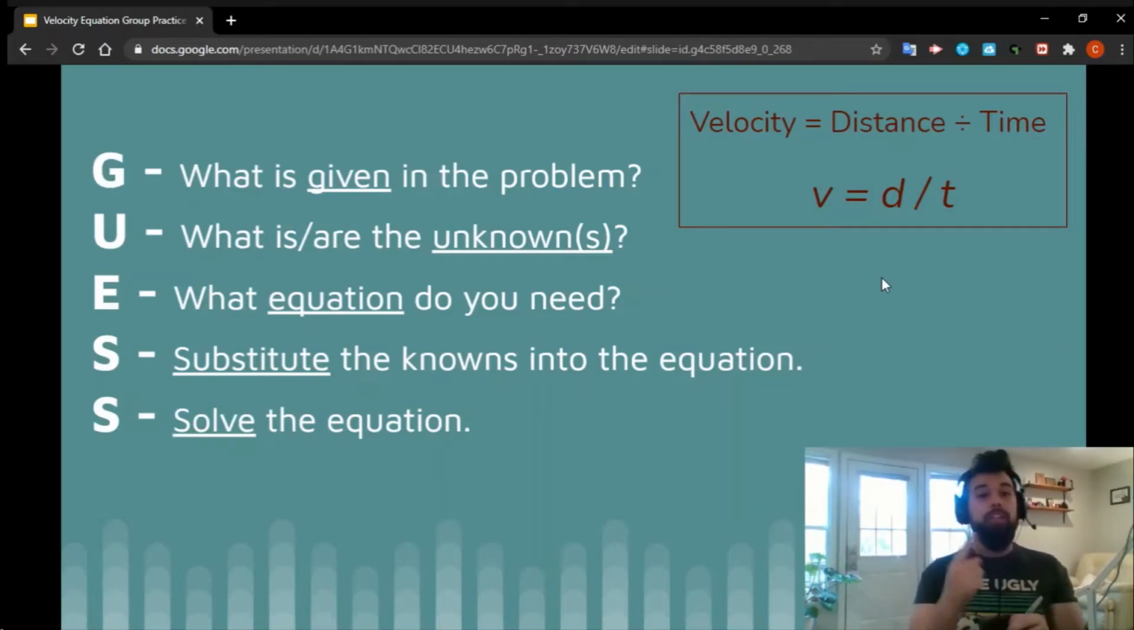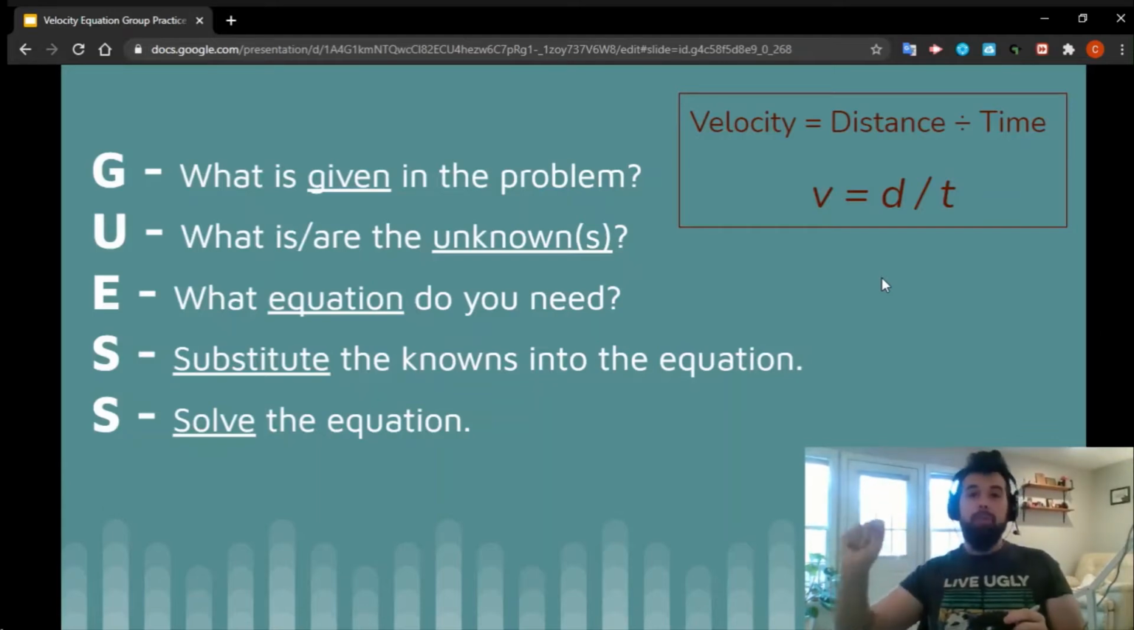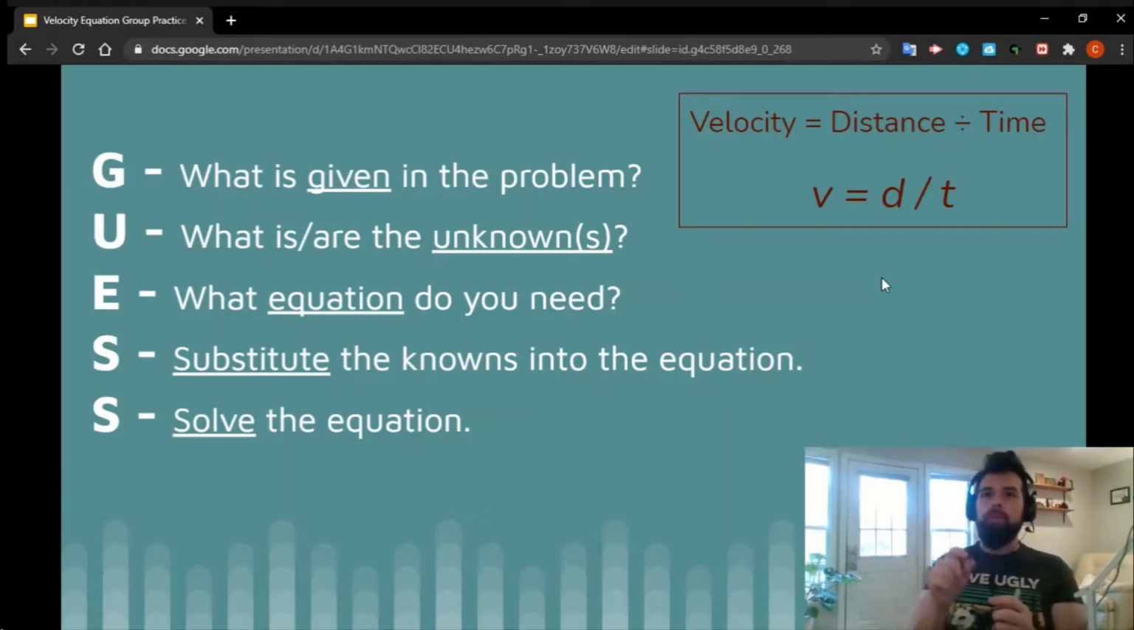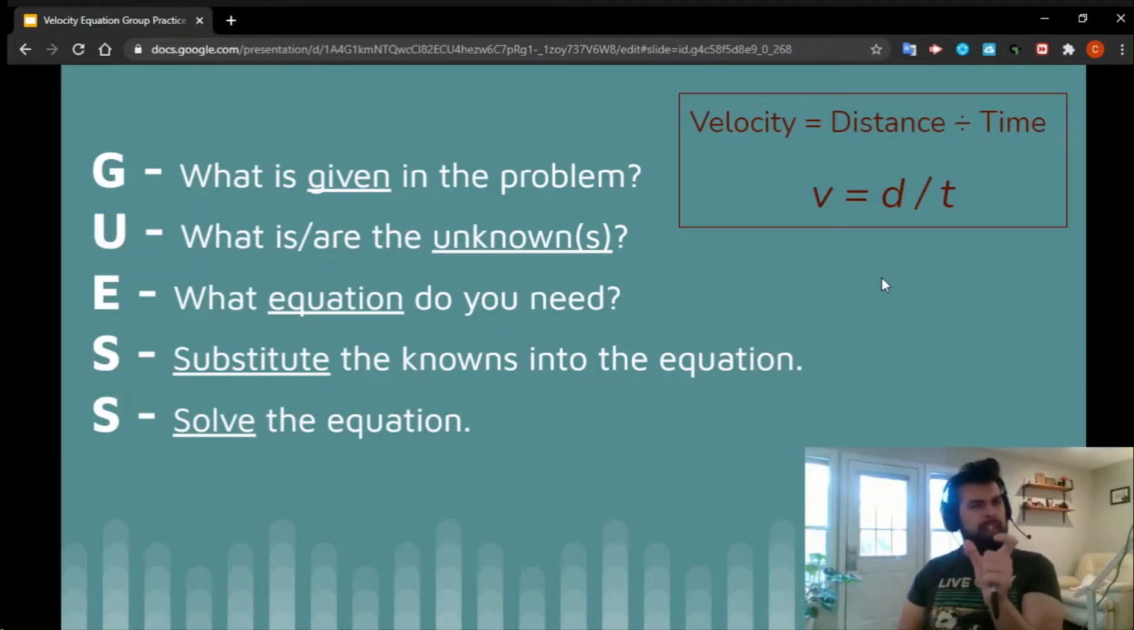The next letter is U, and it stands for unknowns. This is just reminding us to look for what it is we actually need to find. This is usually denoted by some kind of question right at the end. What was his speed when he finished the race? How long did it take for him to drive to his house? Things like that. And once you have that one sentence, you can ask yourself, what is this really asking me to look for? And once we have that, we know what equation we're going to need.